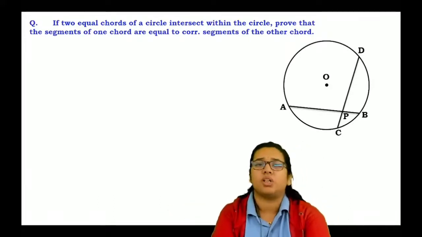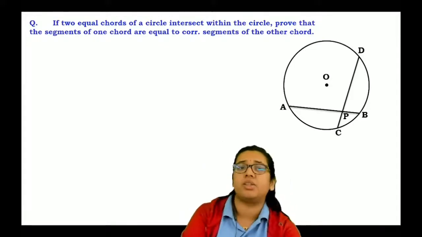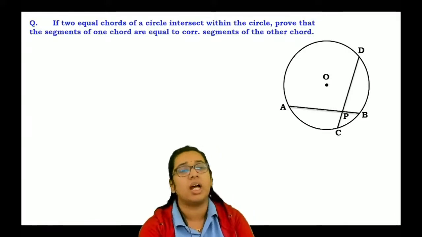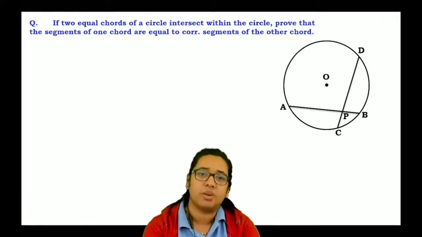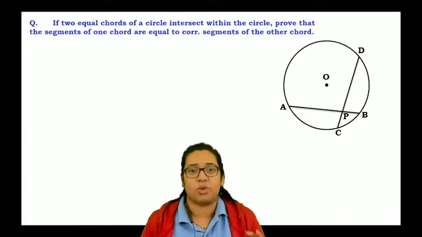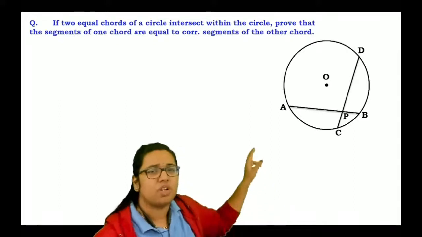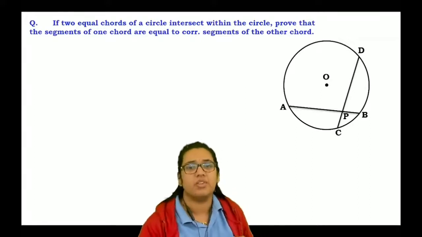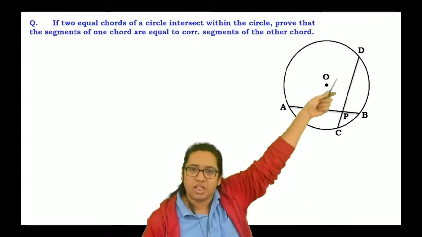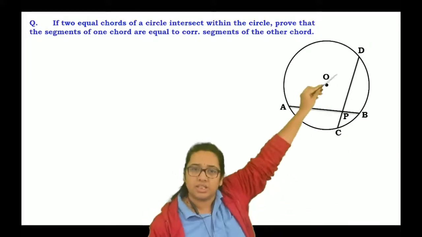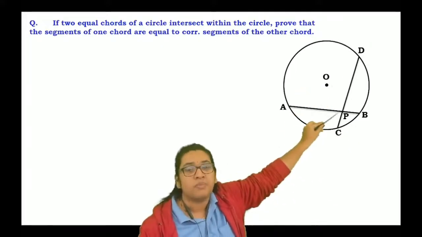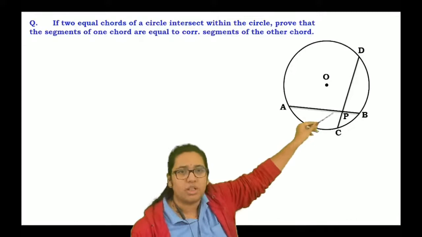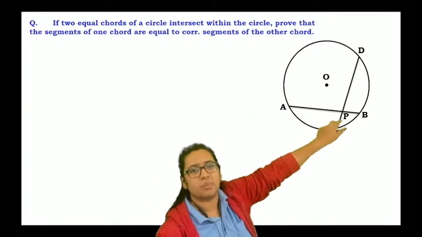If two equal chords of a circle intersect within the circle, then prove that the segments of one chord are equal to the corresponding segments of the other chord. So first, what is the meaning of chord? A chord is the line we get by joining any two points on the circle. So in this case, we are considering that chord AB intersects chord CD at point P. If that is the case, then the segments of one chord are equal to the corresponding segments of the other chord.